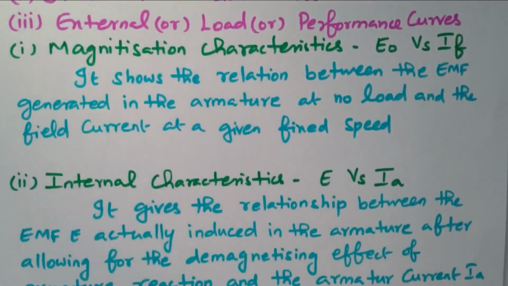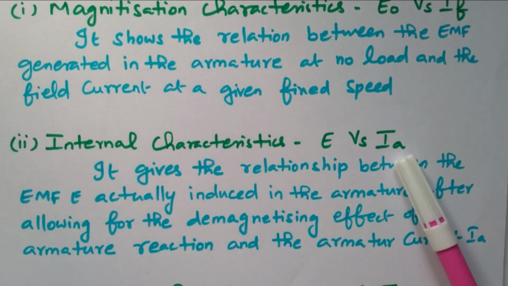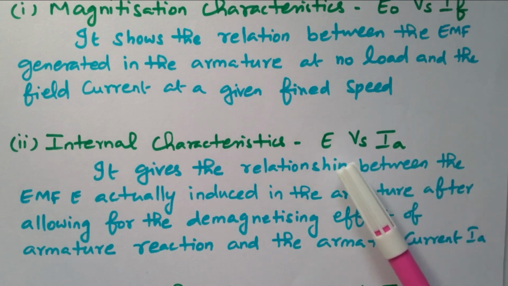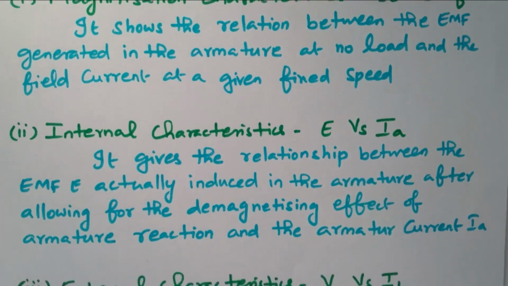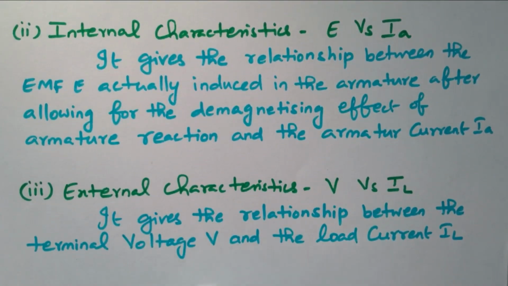Then internal characteristics. The internal characteristics is drawn between EMF generated versus armature current. It gives the relationship between the EMF E actually induced in the armature, after allowing for the demagnetization effect of armature reaction, and the armature current. The third one is the external characteristics. It gives the relation between the terminal voltage V and load current IL, on the output side.